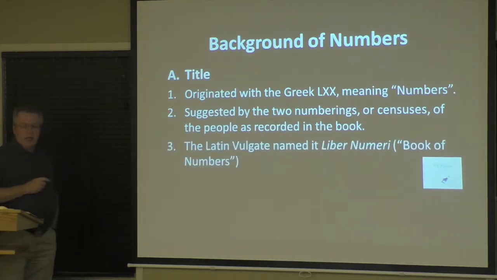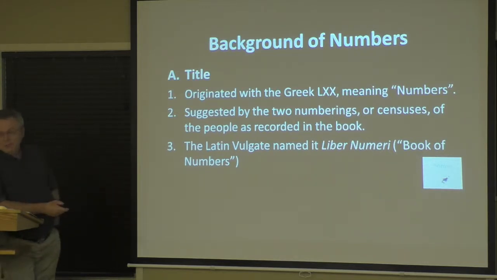Even the Latin Vulgate, the Latin Bible, named it Liber Numeri, which means simply Book of Numbers. Liber for book, Numeri for numbers, Book of Numbers. Okay, so perhaps one of the easiest ways of understanding why a particular Bible book was named the way it was named. Numbers means what the title says.